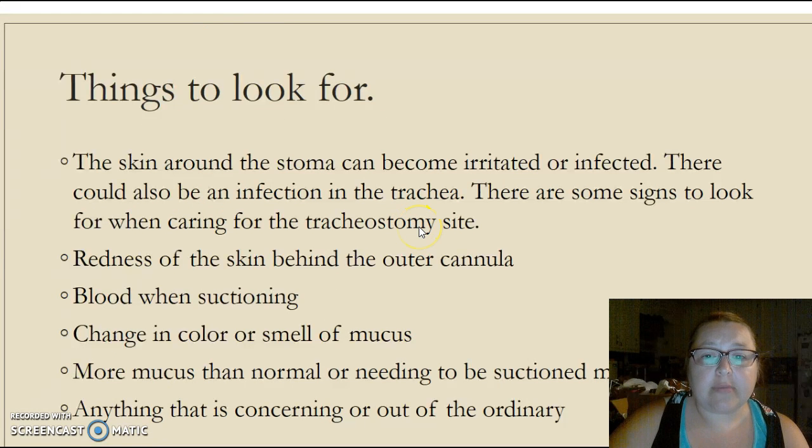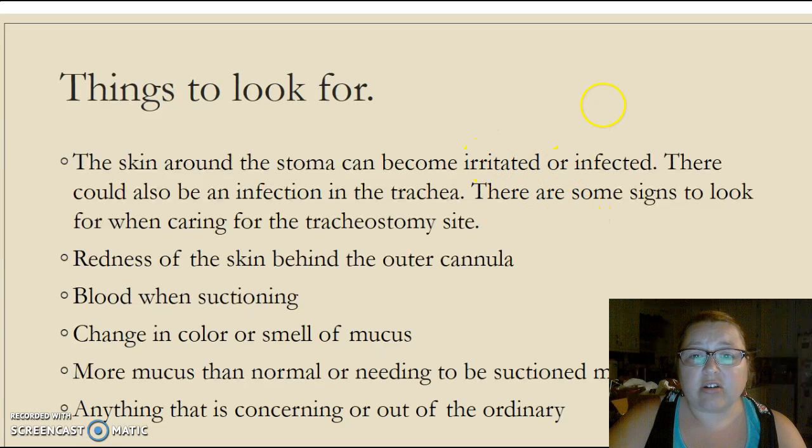Things to look for. The skin around the stoma can be irritated or infected. There could also be an infection in the trachea. There are some signs to look for when caring for the tracheostomy site: redness of the skin behind the outer cannula, blood when suctioning, changing color or smell of mucus, more mucus than normal or needing to be suctioned more often.